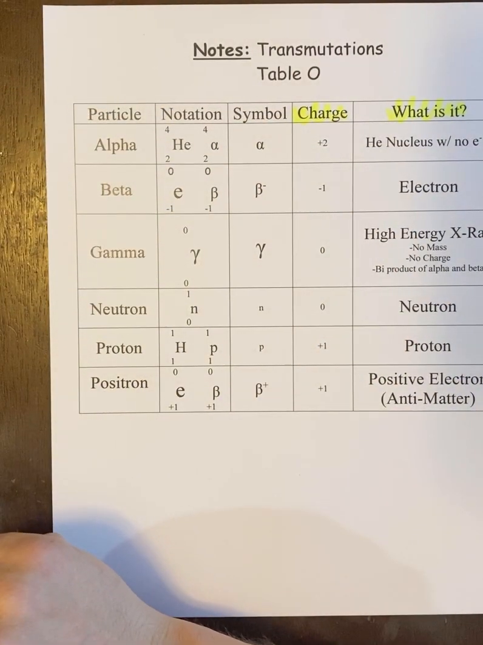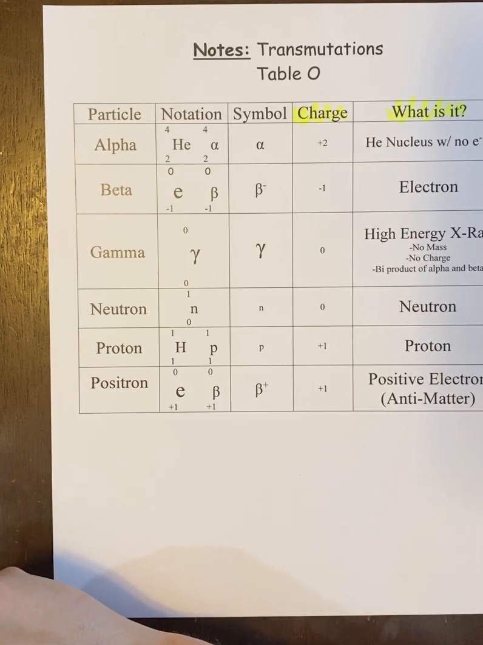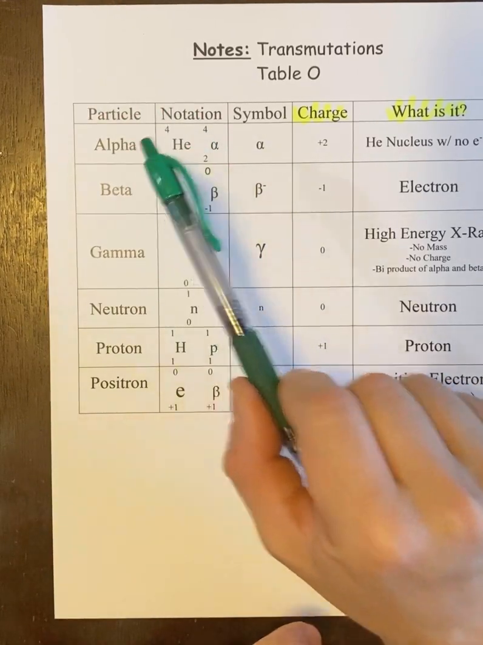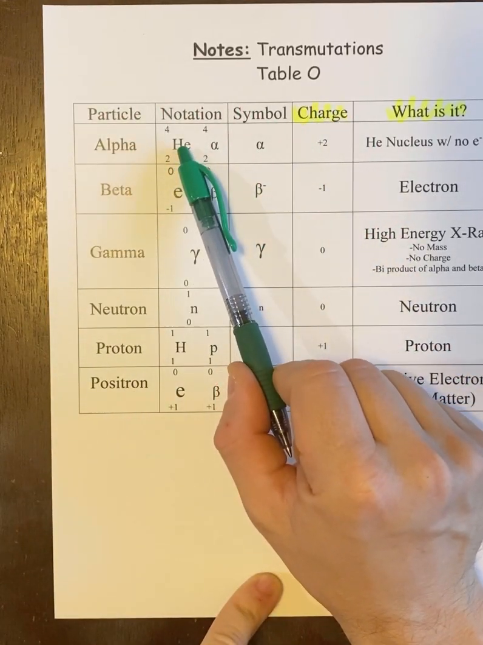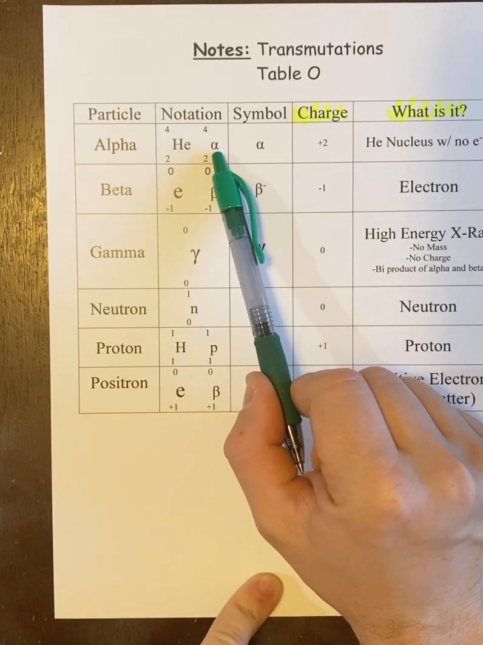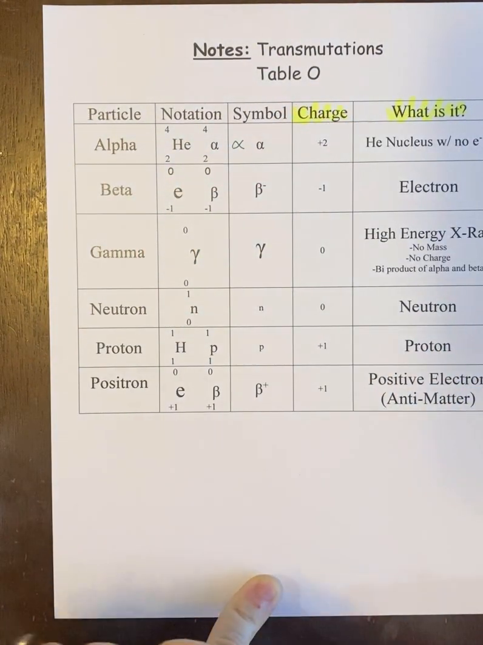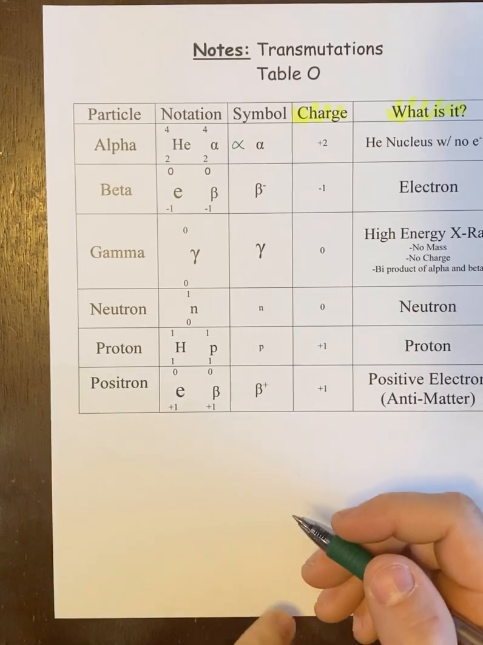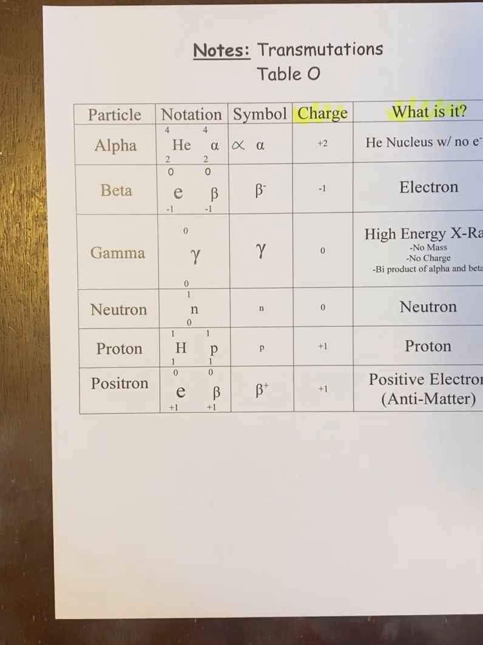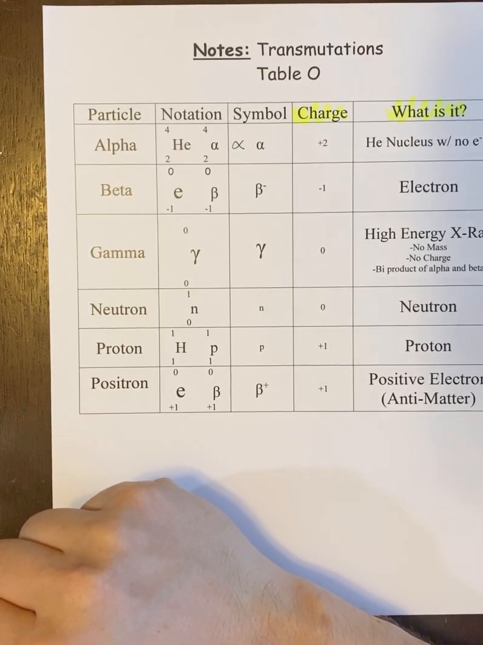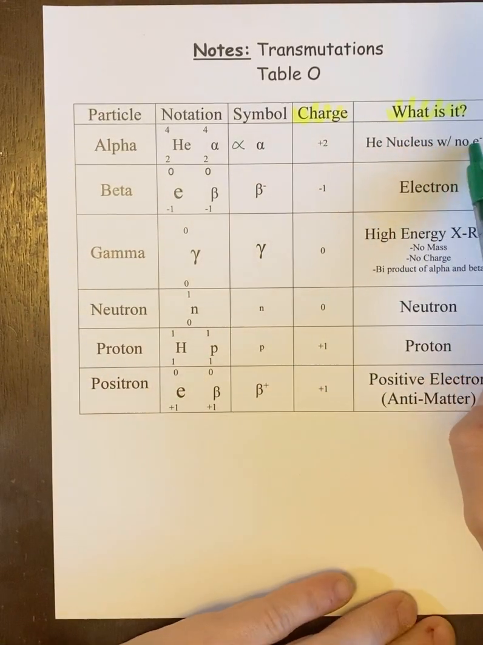So these are the types of radiation that we have to worry about. We have alpha particles. An alpha particle's symbol is He 4 2, or this weird looking fish thing. I overdraw it like that. Sometimes it gets underdrawn and looks more like an A. It depends on the font you use, but that's the Greek letter alpha. The numbers are the same. So what is it? It is a helium nucleus with no electrons.